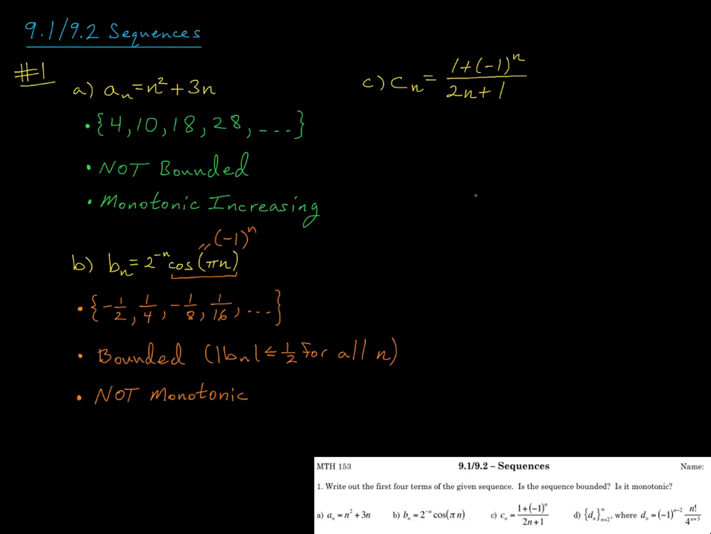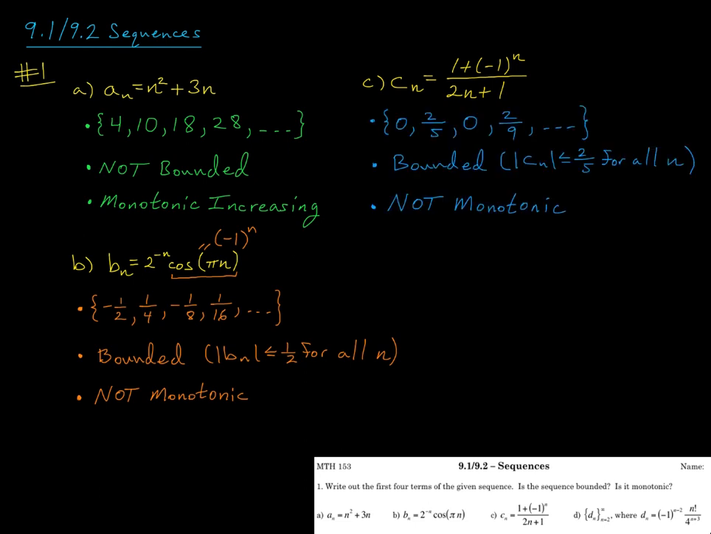Now c sub n, this is part C. We got 1 plus -1 to the n power, all divided by 2n plus 1. For the first 4 terms, we have 0, 2/5, 0, and 2/9. Note here that the odd index terms, C1, C3, C5, and so on, are all going to be 0, because I get 1 plus -1 to the n, which is really just -1 when n is odd. I get 1 plus -1, which is 0 upstairs. That's why those odd index terms are all 0.